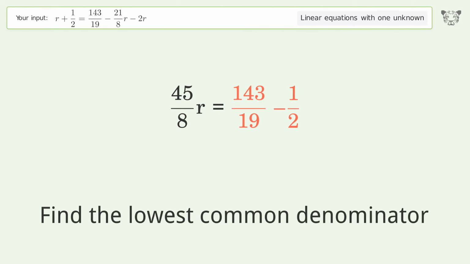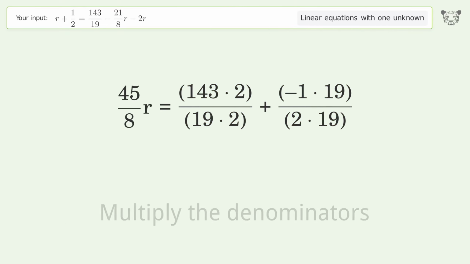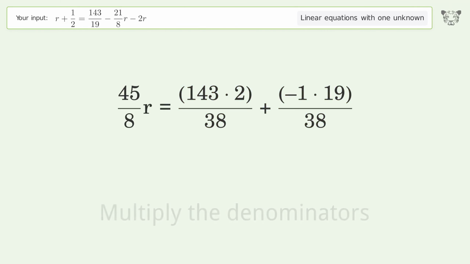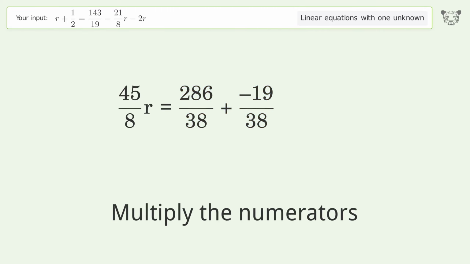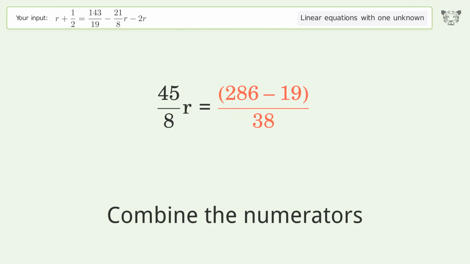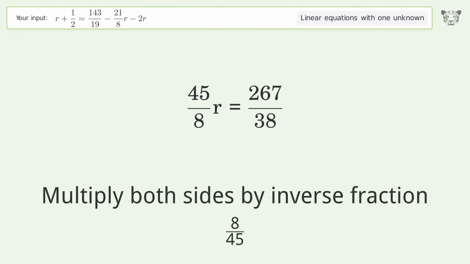Find the lowest common denominator. Multiply the denominators. Multiply the numerators. Combine the fractions. Combine the numerators. Isolate the L. Multiply both sides by inverse fraction 8 over 45.